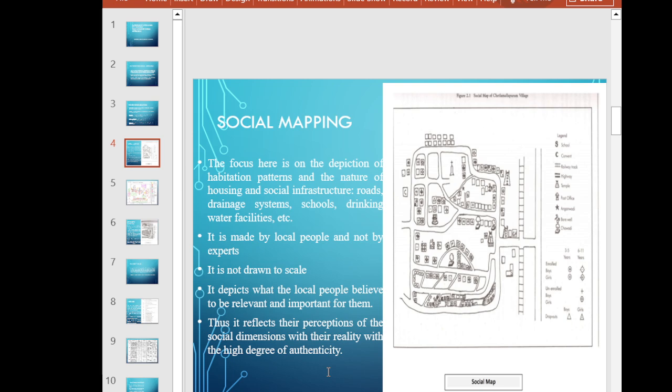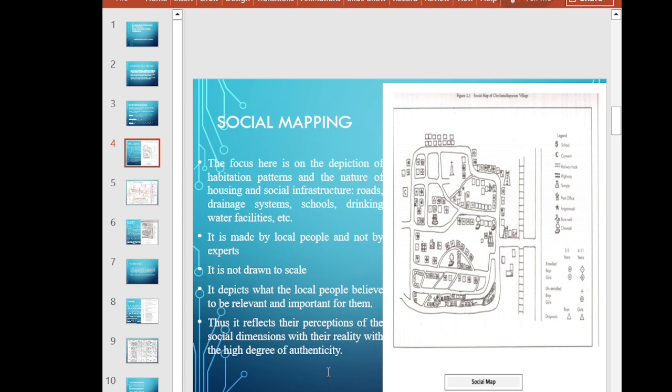The focus of social mapping is on the depiction of habitation patterns and the nature of the housing, the social infrastructure, whether they have proper roads or not, proper drainage systems, whether they have schools, drinking water facilities, etc. It is made by the local people, because they are the ones who know their village from the exact point where it starts until the last part of their village. It is not drawn to scale, it is just an assumption, they are marking it for our understanding.